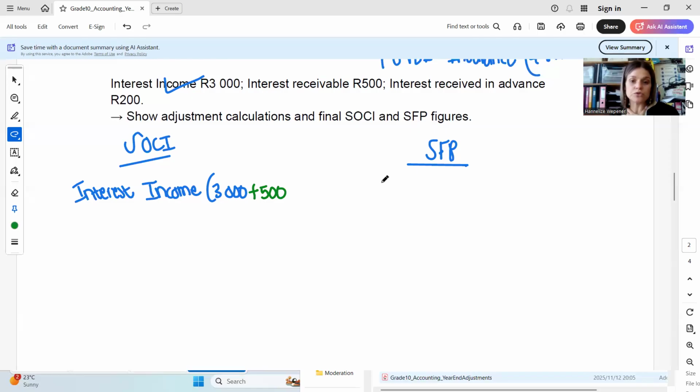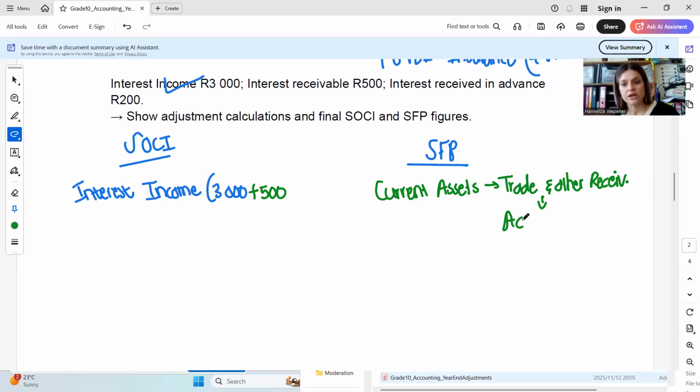And that means that you must also go to your current assets in your SFP. So current assets in the SFP under your trade and other receivables. You are not going to abbreviate like I'm going to now. You're going to write out receivables. And then there you will list that you have an accrued income. Why accrued? Because it is an income that you have not yet received. It's receivable. Okay, so that makes it an accrued income. So we are sorted with that one.